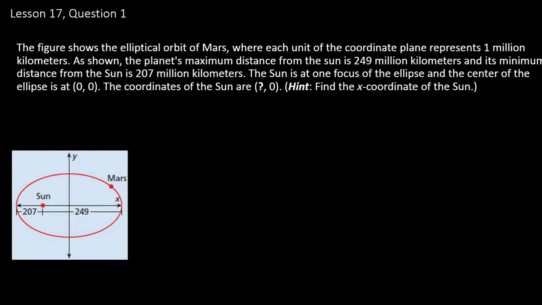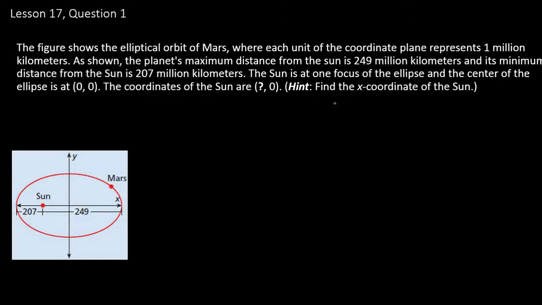Let's talk about project 4, lesson 17. The figure shows the elliptical orbit of Mars, where each unit of the coordinate plane represents 1 million kilometers. As shown, the planet's maximum distance from the Sun is 249 million kilometers, and its minimum distance is 207. The Sun is at one focus of the ellipse, and the center of the ellipse is at the origin. What are the coordinates of the Sun?